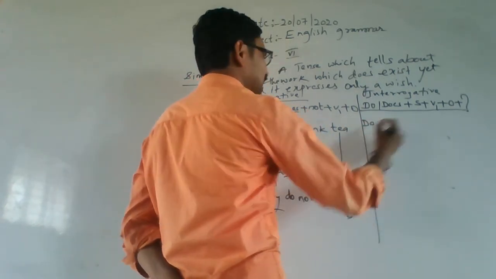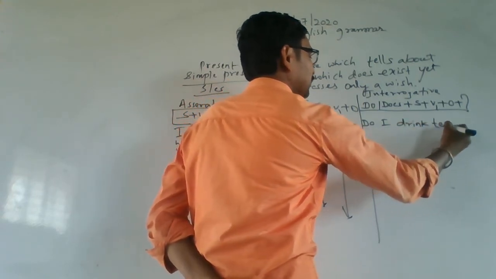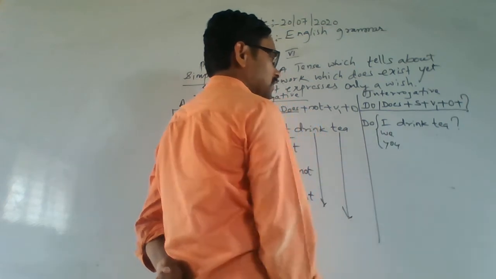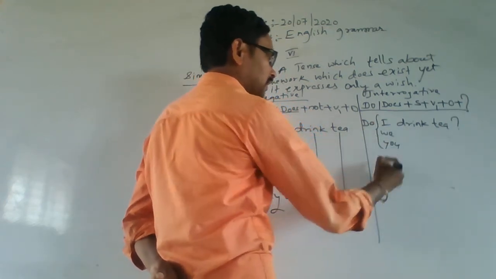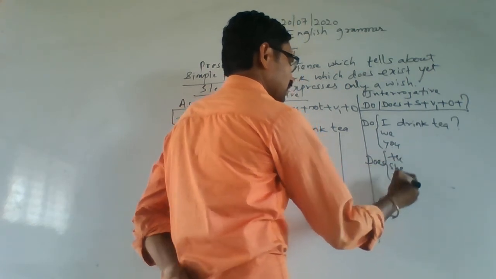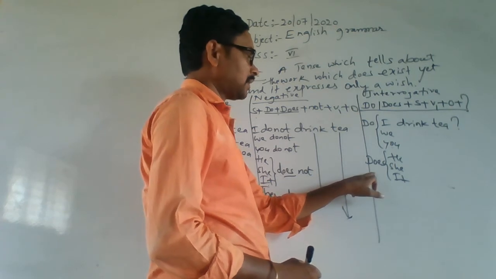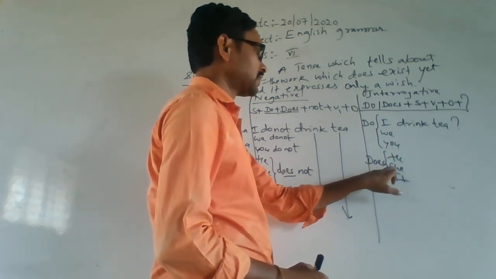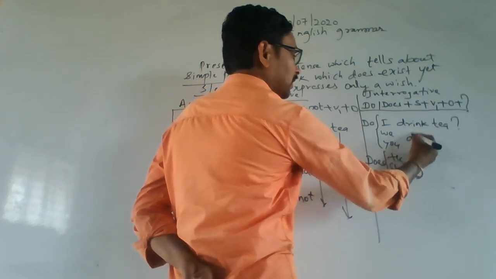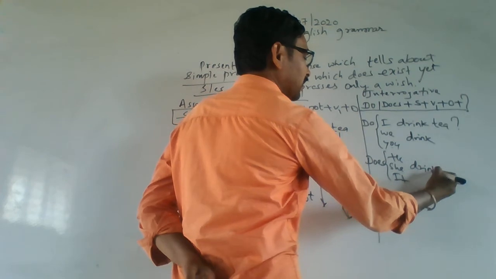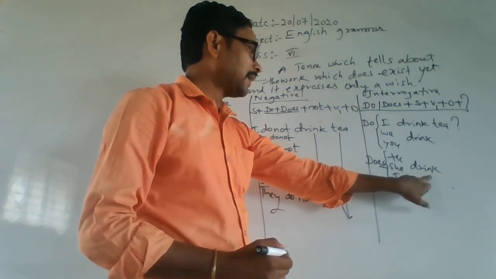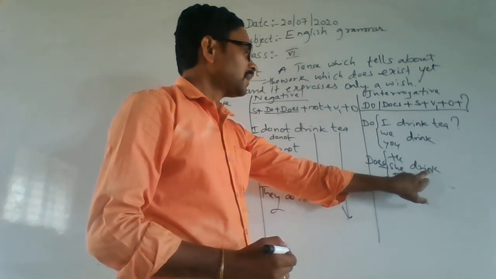So do I drink tea? How do you make it? Do I drink tea, then question mark. Here also the verb is the same, no more changes. I, we, you take do. But here does: he, she, it take does. Does she drink? Does he drink tea? But don't write drinks here. Here you should write drink, because already -s is there in does. Don't add -s or -es to the verb. Just write drink.